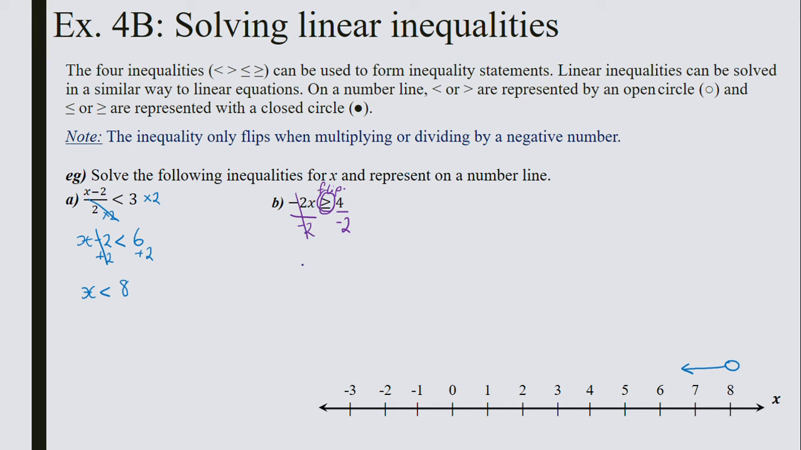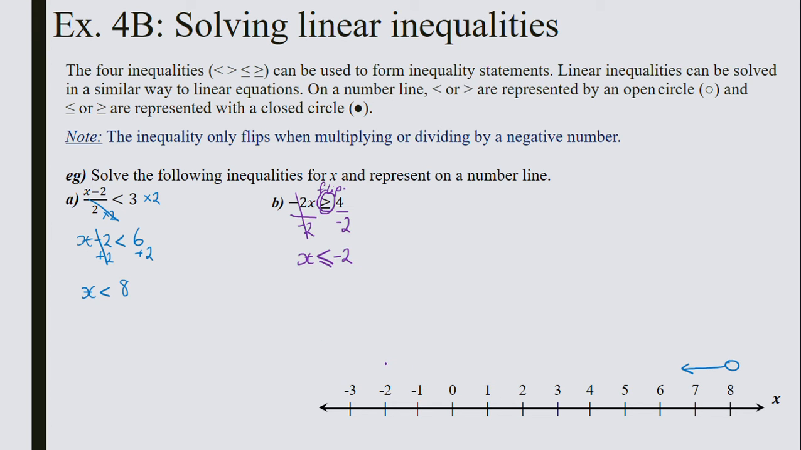So we get x on one side, 4 divided by negative 2 is negative 2. But instead of drawing the inequality pointing towards the negative 2, I'm going to flip it because of that dividing by a negative symbol. Okay? And we get x is less than or equal to negative 2.